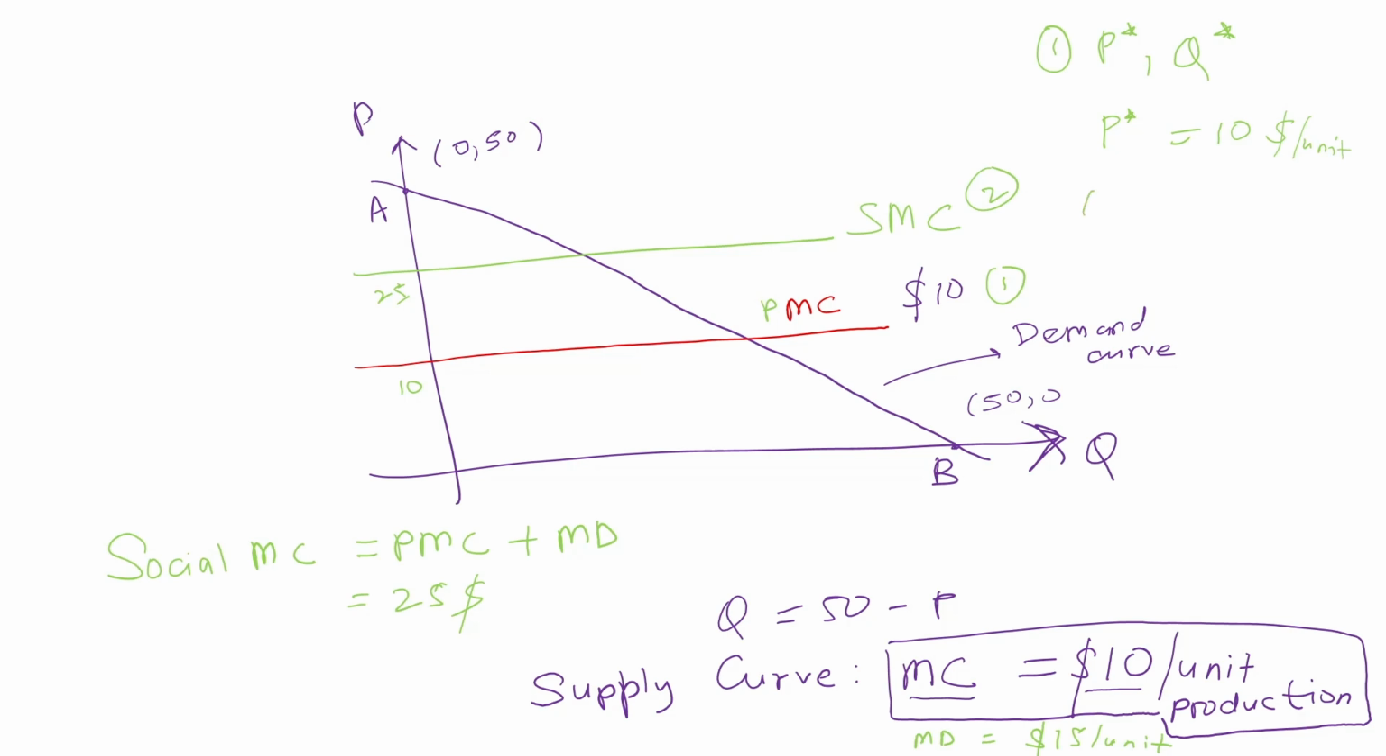And what will be the Q star? What is the equation for Q? Q is given by 50 minus P, right? So what will be the value of Q star? 40. Yes. So in this case, when there is no environmental damage payment, this will be my Q1 star, which is equal to 40, and this is my P star, that is $10, right? Am I clear? Anyone have any question? Please try to ask.